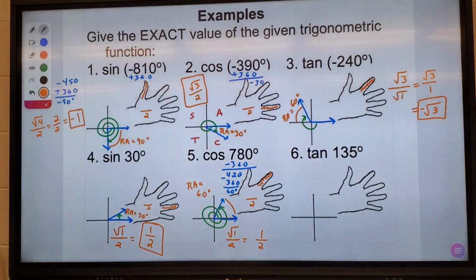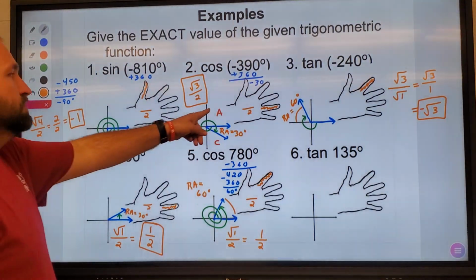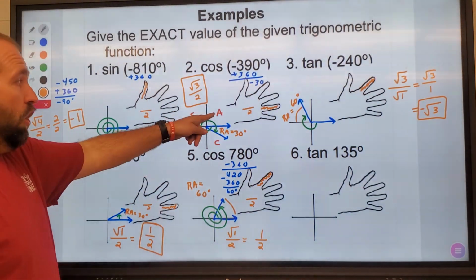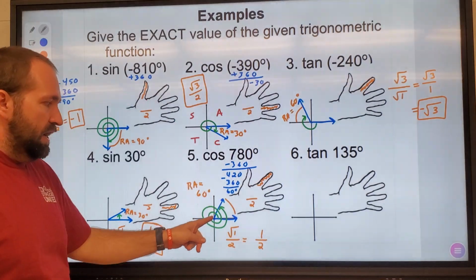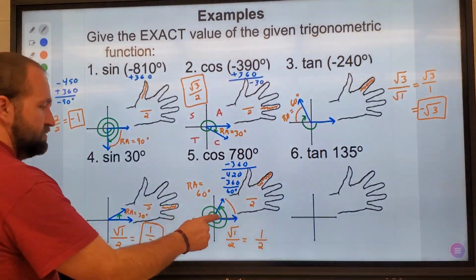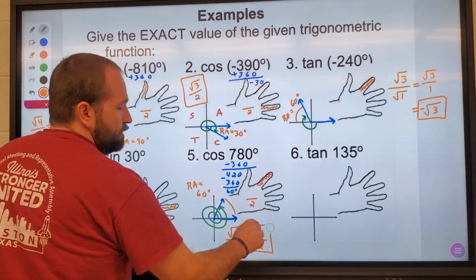And then the question is it positive or is it negative? The terminal side falls in quadrant 1. And again, referring back to the all students take calculus, all stands for all. Doesn't matter if I'm taking sine, cosine, or tangent. If the terminal side is in quadrant 1, the answer is positive.